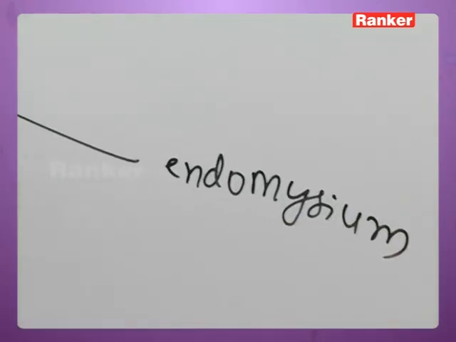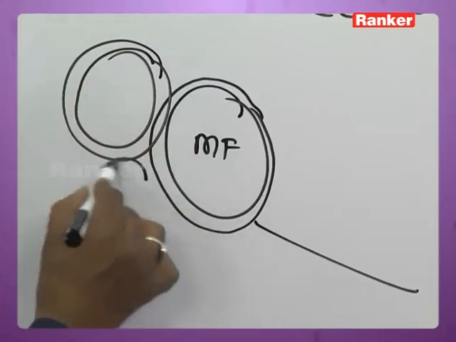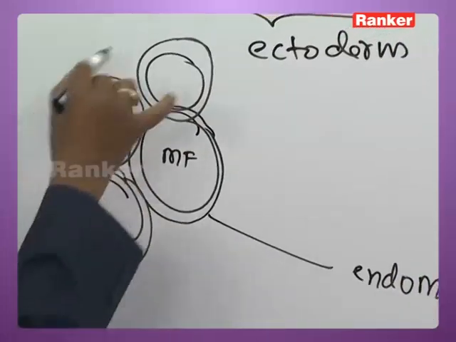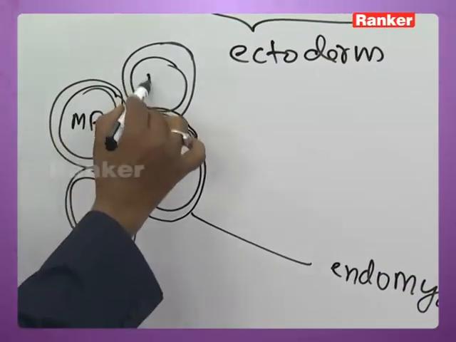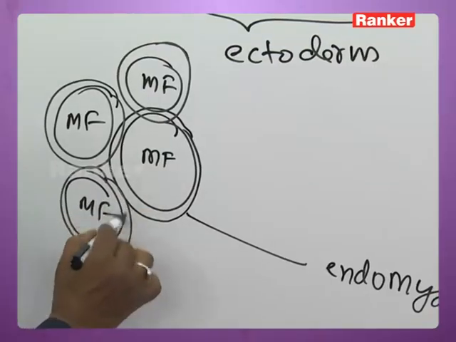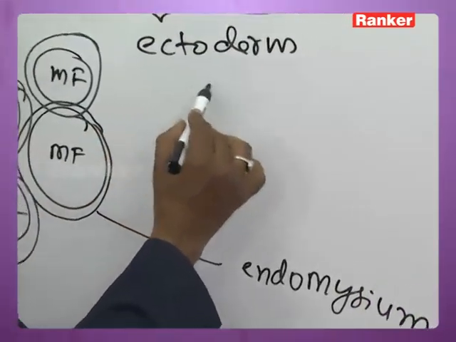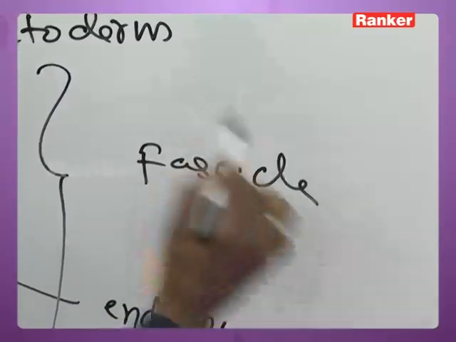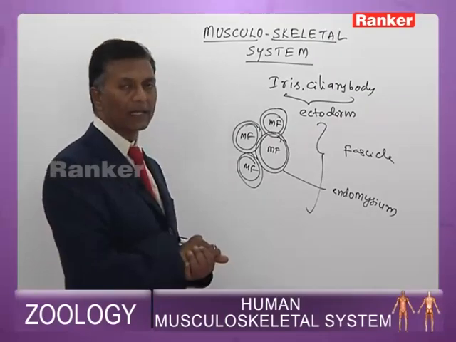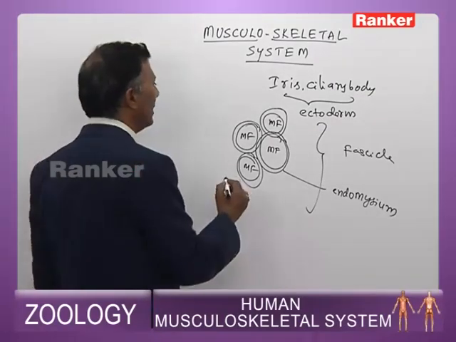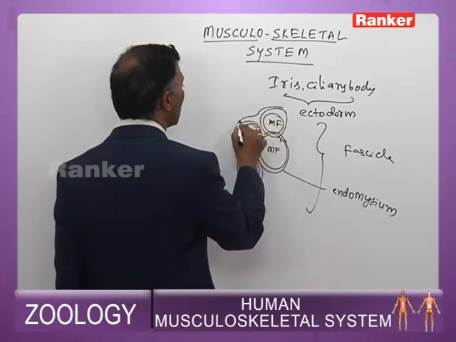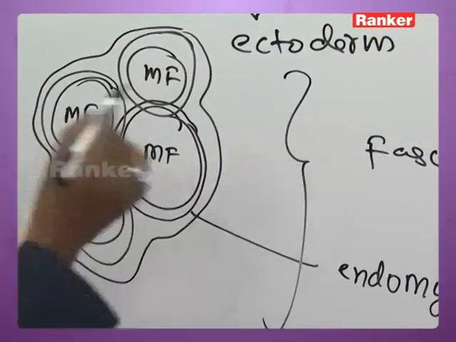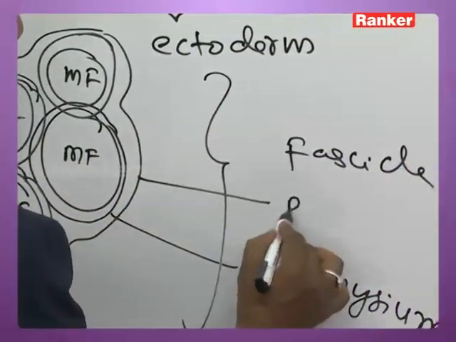Now many muscle fibers come together. Many muscle fibers like this come together to form a bundle. This bundle of muscle fibers is called a fascicle. The bundle of muscle fibers is called fascicle. Now each fascicle is covered by a connective tissue sheath. That is, there is a connective tissue sheath that covers a bundle of muscle fibers, that is fascicle, which is called perimysium.